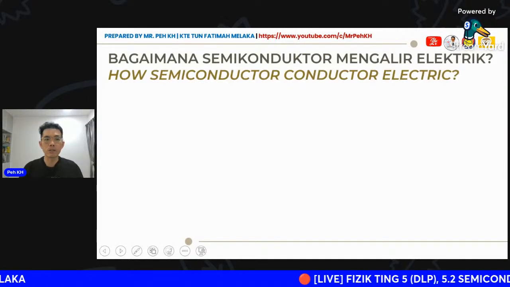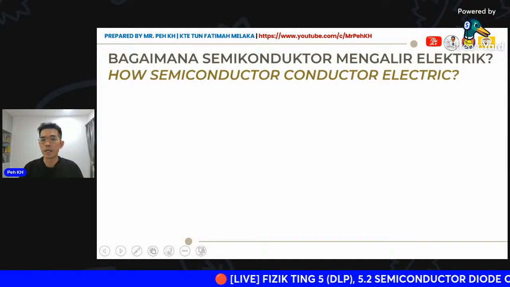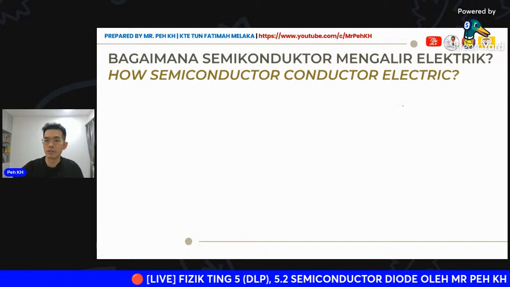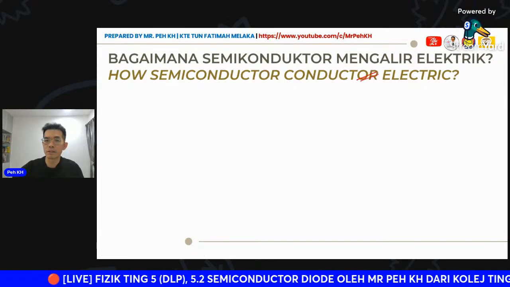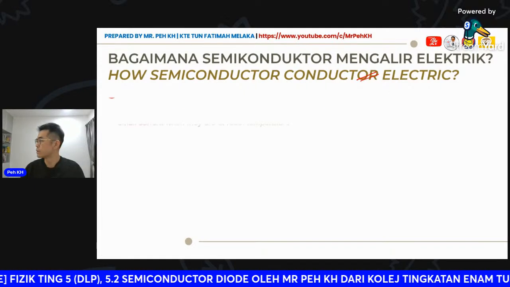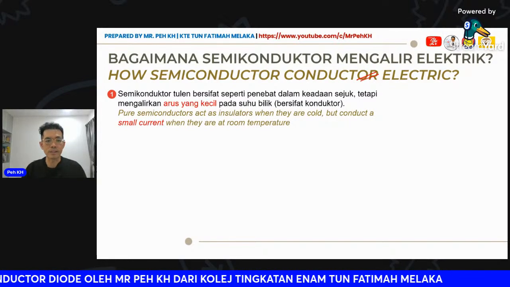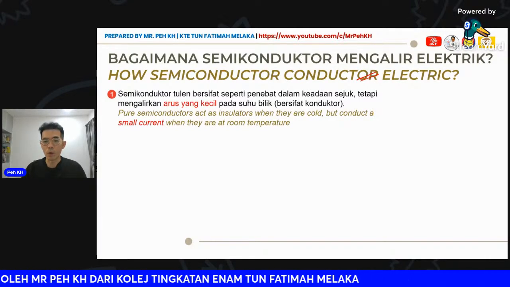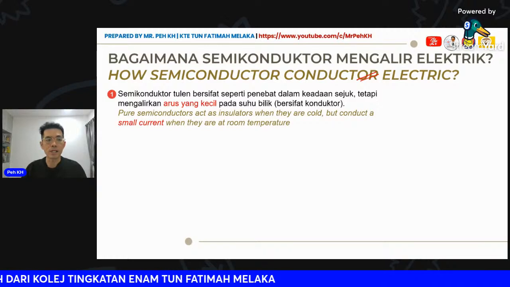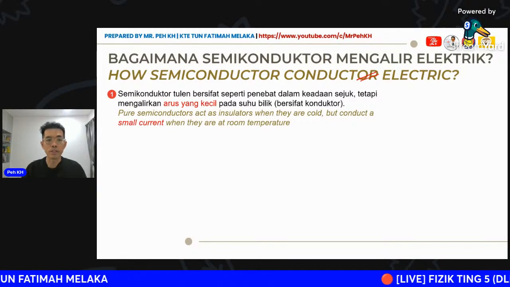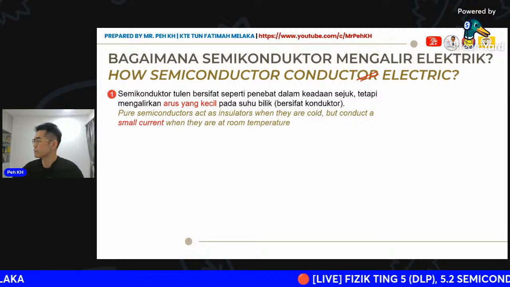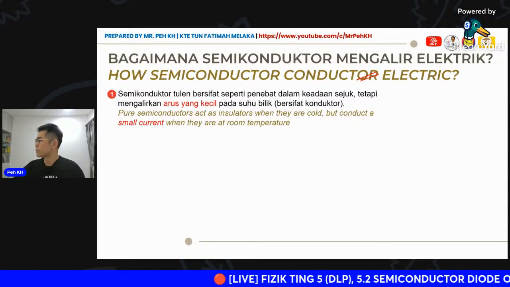Okay, so how does a semiconductor conduct electricity? Here, a pure semiconductor acts as an insulator when it is cold, but conducts a small current when it is at room temperature.